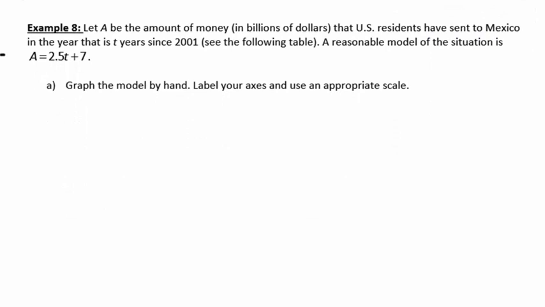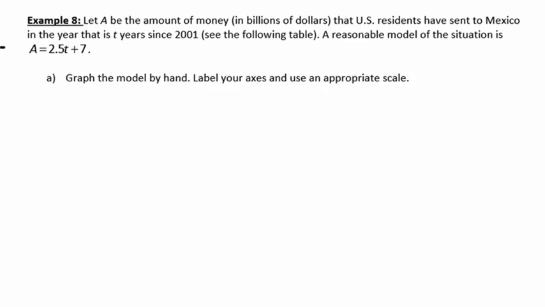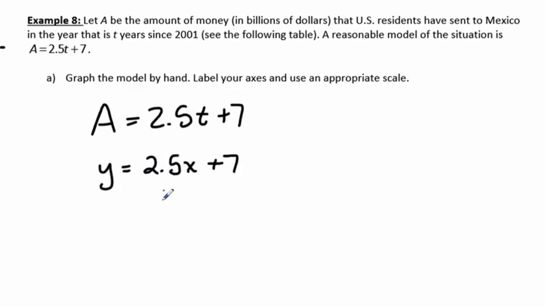Let A be the amount of money in billions of dollars that U.S. residents have sent to Mexico in the year that is t years since 2001. A reasonable model for the situation can be given by the equation A equals 2.5t plus 7. Note that the equation is in slope-intercept form. A could be replaced with y and t could be replaced with x. So we know that these values, 2.5 and 7, correspond with the slope and y-intercept of the graph.